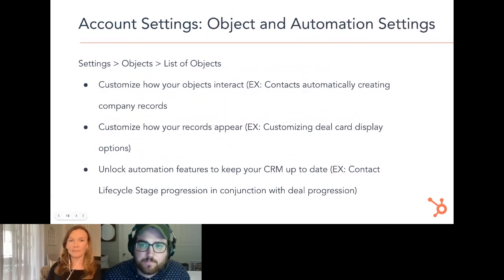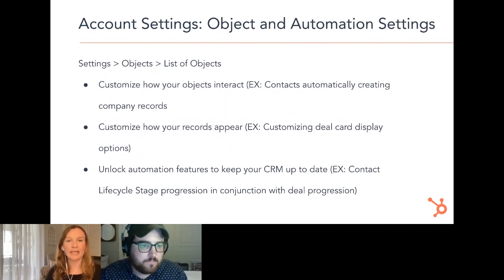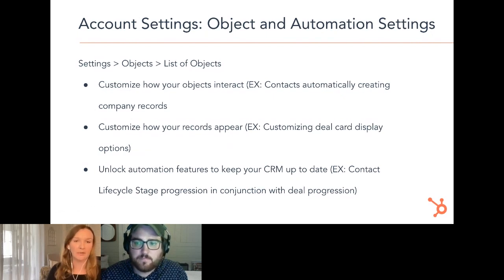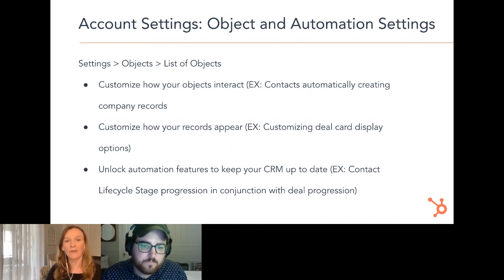Awesome. Another really important section of the account settings is understanding the objects and automation settings. To navigate to that in your settings, you just go to settings and then objects. Once you click on objects, you'll see the list of the different objects, which means your contacts, your companies, and your deals. There are lots of ways you can set it up so that your objects are either siloed, meaning contacts only operate in contacts and don't cross over to companies or deals, or very cohesive, so that contacts, companies, and deals all interlace together.